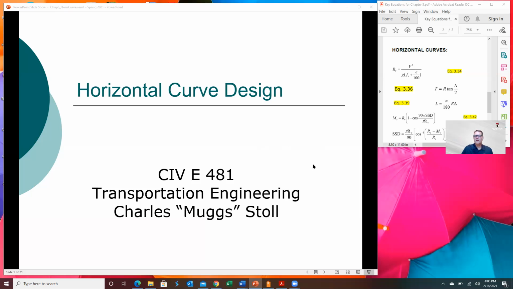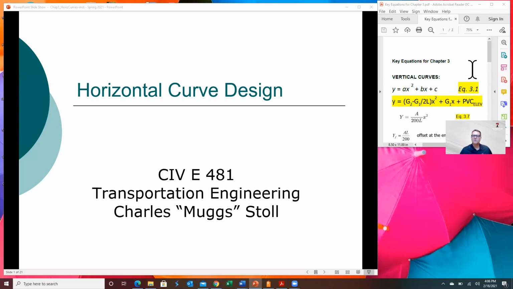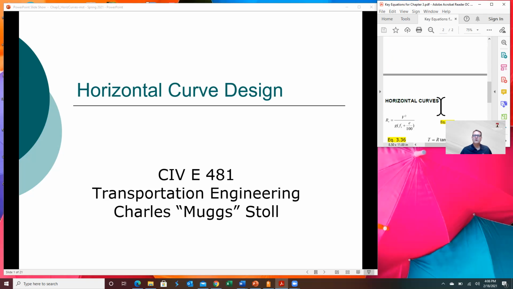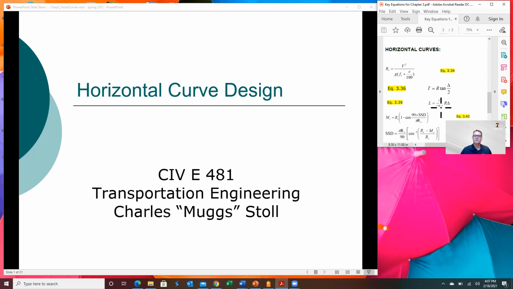I also wanted to make sure I could see any chat questions that people have. And over here, as I've done before, I've got the equations for chapter 3. These are all the vertical curve equations we went over in the last couple of classes. And now we are going to be covering horizontal curves, and so these are the equations we're going to be discussing today. I have them here so that we can easily reference them as we go through the slides.